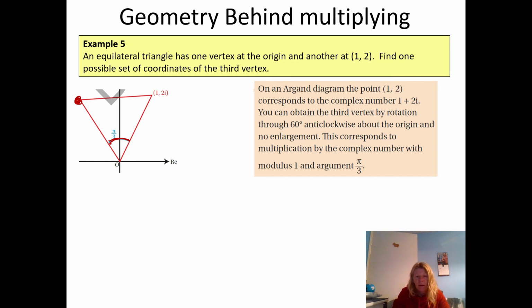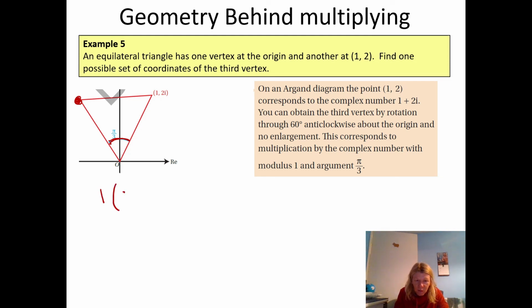So a little bit of a blurb with this. On the Argand diagram, the point 1, 2 corresponds to the complex number 1 plus 2i. You can obtain the third vertex by rotation through 60 degrees, that's pi by 3, anti-clockwise about the origin with no enlargement. This corresponds to the multiplication of a complex number with a modulus of 1 and an argument of pi by 3.